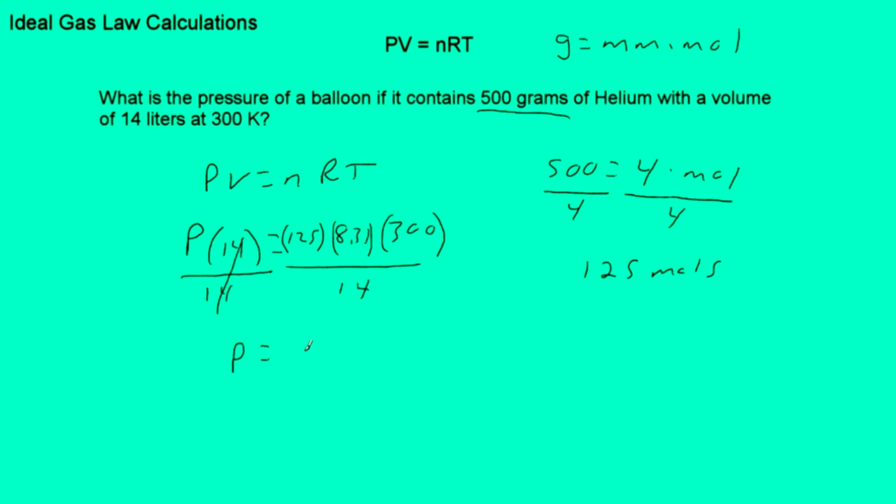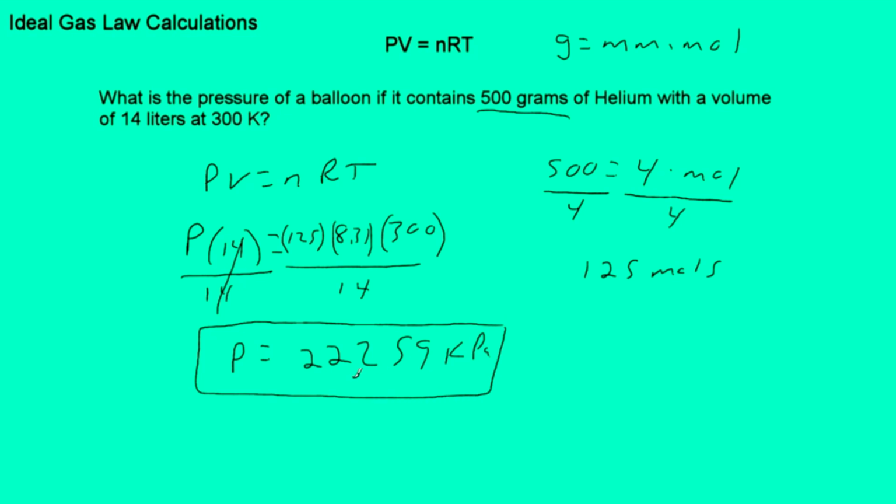This comes out to 22,259. And we did our pressure. R is 8.31, so that's kPa. There's our answer, 22,259. We have a lot of helium inside a small balloon, so we're going to get a pretty high pressure. All right, so when you see grams, you've got to be thinking grams and moles are always related, and we're going to use the ideal gas law.